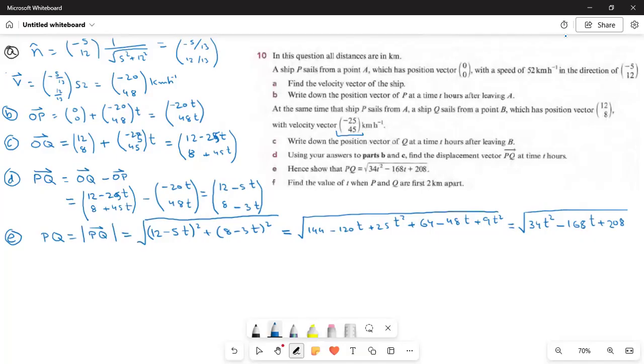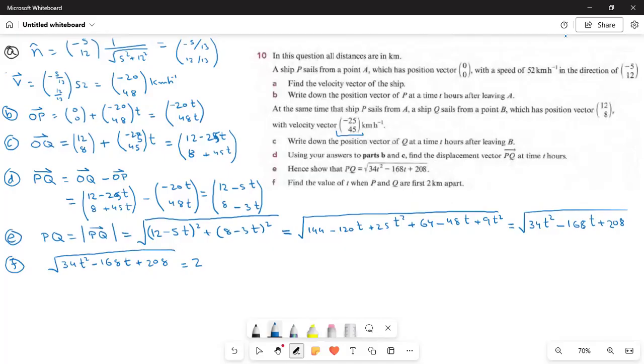Finally, part F: find the value of t when P and Q are first 2 kilometers apart. So this distance, which is given by the square root of 34t squared minus 168t plus 208, is equal to 2. I need to solve this quadratic equation and find the value of t.